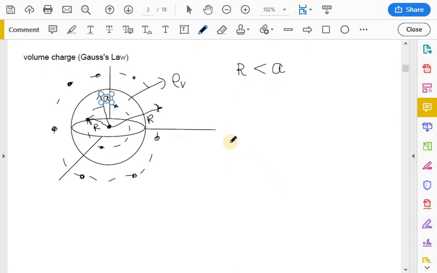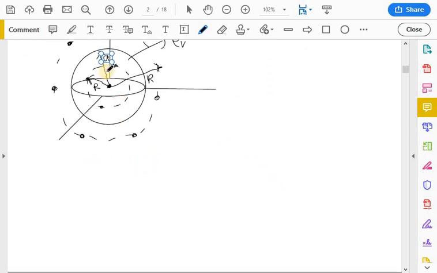Again, you should start by constructing the Gaussian surface. If this is the point where you want to find the electric field, you construct a Gaussian surface. Can you see this dotted line? This dotted line represents the Gaussian surface. After that, you come to the same equation again. It always starts from this equation because this is the basis of Gauss law. So after that, what should you do?